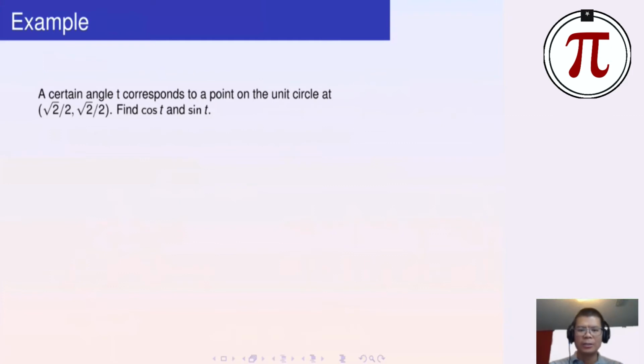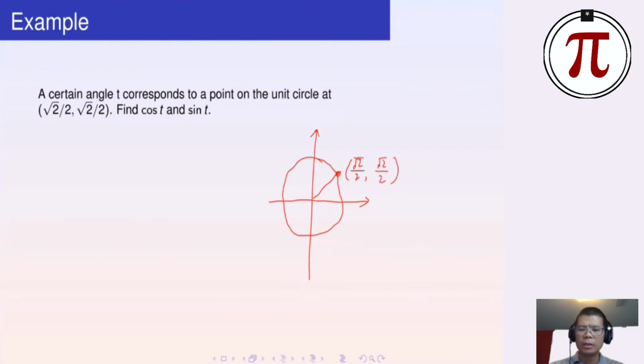So let's do this one. You may sketch this one, but let's just sketch it like this. This is the point: this is square root of 2 over 2, and this is square root of 2 over 2. As we can see, this is my t angle. Because the x coordinate is square root of 2 divided by 2, and y is also square root of 2 divided by 2, what is cosine of t?